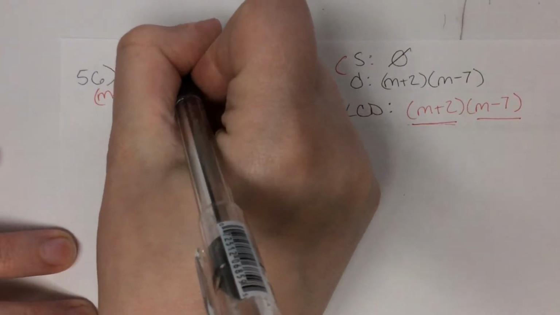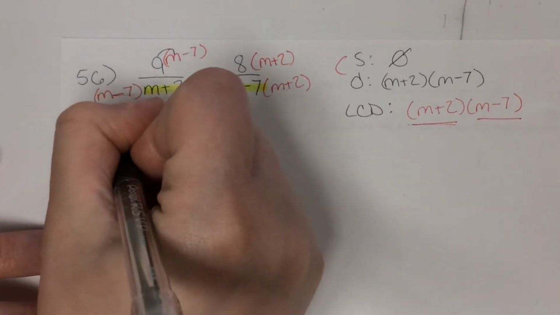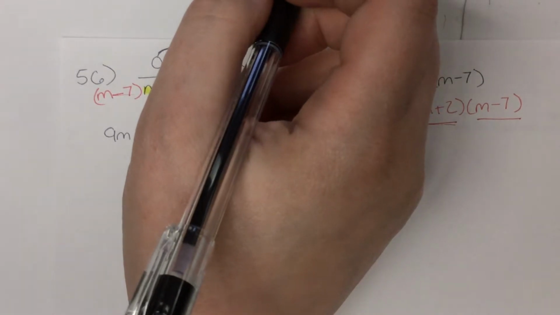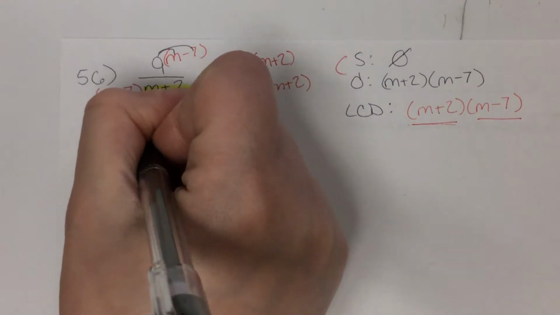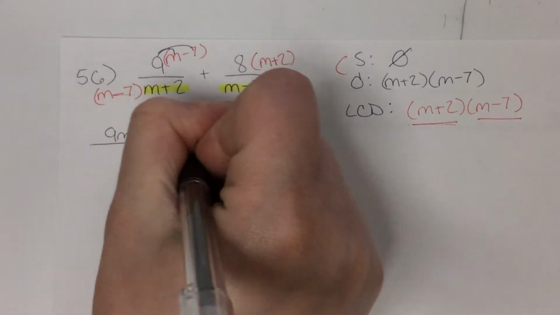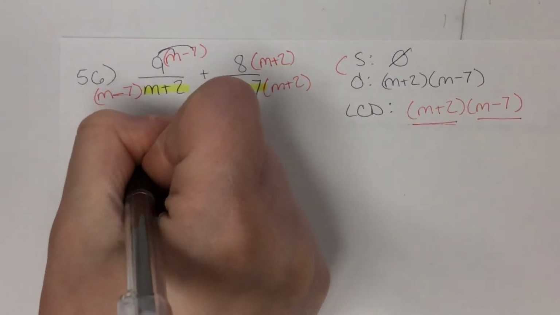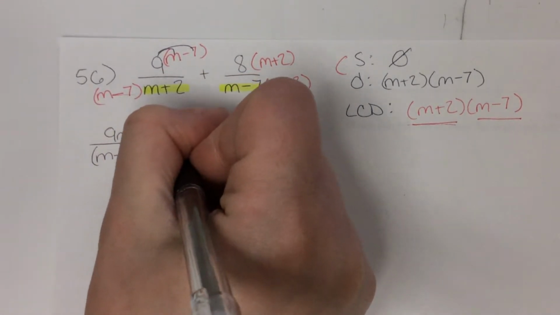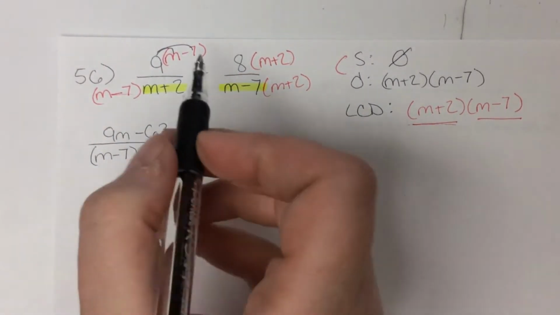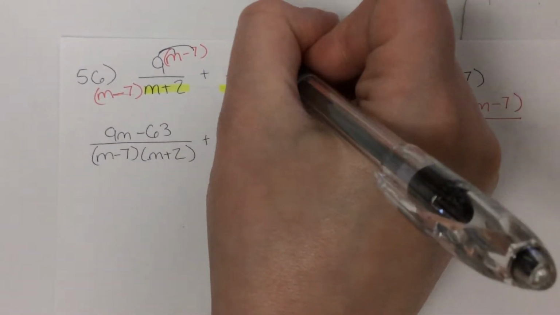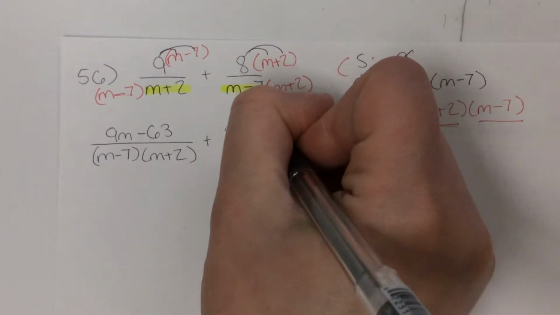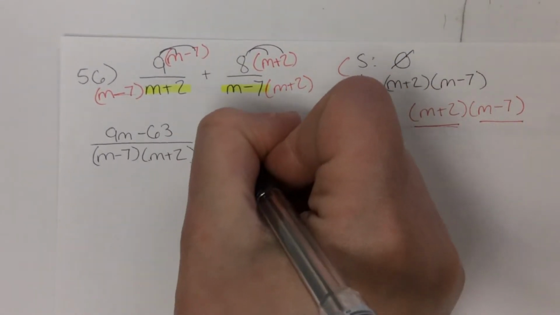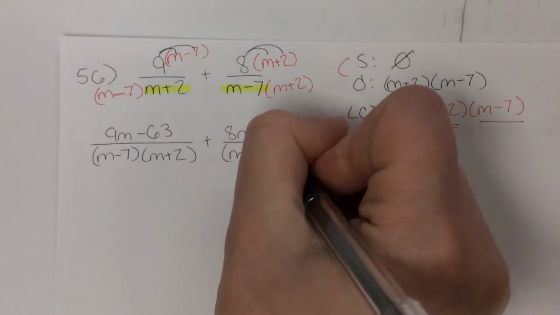So this will be 9m, and 9 times negative 7 is negative 63, over m minus 7. Leave the denominator factored, just rewrite it the way you see it. Next one, plus 8 times m is 8m, and 8 times 2 is plus 16. Same denominator, m minus 7, m plus 2.